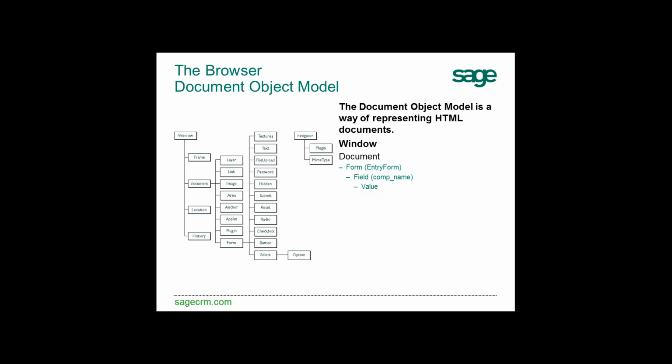We actually can look at this as a series of objects in relationship with each other, so that we can say, well, I want first of all the overall window. Within that window I want to reference the document. Within the document I want to think about all of the forms that might be in there, and the first form that's on the document. Within the form I want to reference all of the fields, and specifically I want to find a particular field.